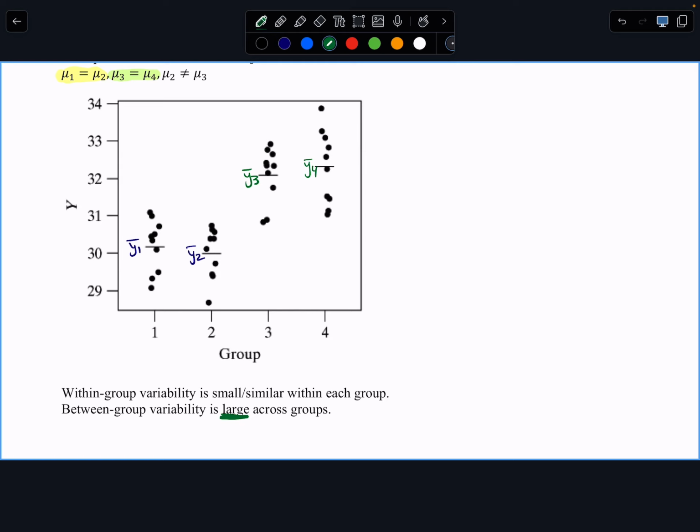But if you look at the individual groups, they all have a small and a very similar spread about their sample means, right? This one goes from like 29 to 31, a little below 29 to a little below 31, right? The spread within that group is pretty small. The same thing happens with these groups here. So our within group variability is small within each group, right? And so this is evidence against the null.